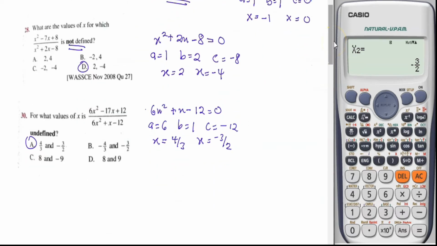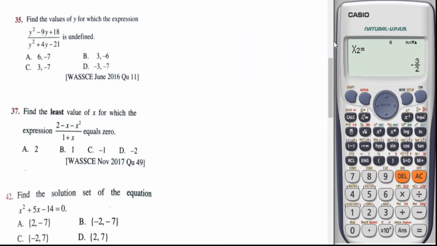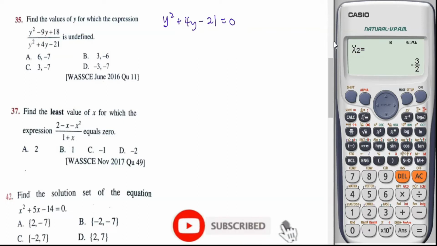So let me scroll down. Going through other worked examples, I have a similar one there. Find the values of y for which the expression, which is a rational function, is undefined. So you go through the same process. So just select the denominator, which is actually y squared plus 4y minus 21, and equate it to 0 and solve for the value of y. Hence, it now becomes a quadratic equation.